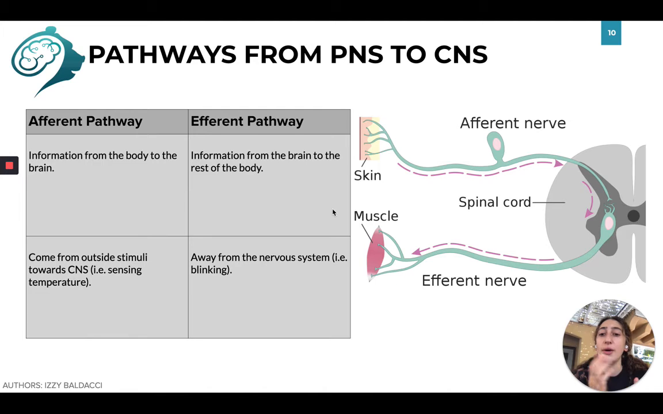And then we have the efferent pathway, which is moving from the brain to the rest of the body. So this is away. An example of this would be blinking. It is sending the signal out: okay, now I need to blink because of various reasons of why you need to blink.